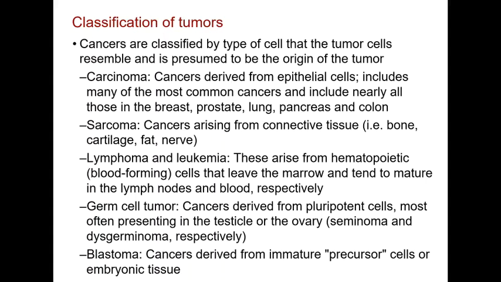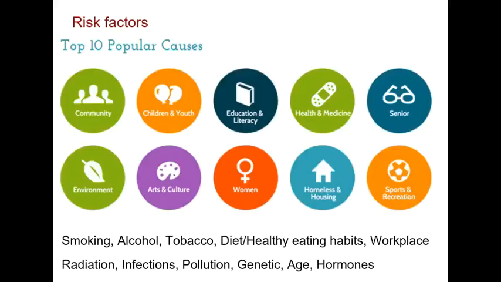Germ cell tumors are those derived from pluripotent cells and often represent the testis or the ovary. Those which start from the testis are called seminoma, and those which are generated from ovary cells are called dysgerminoma. Blastomas are those which are derived from immature precursor cells or from embryonic tissues.